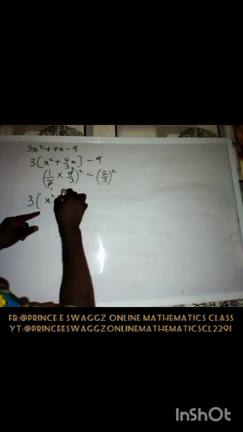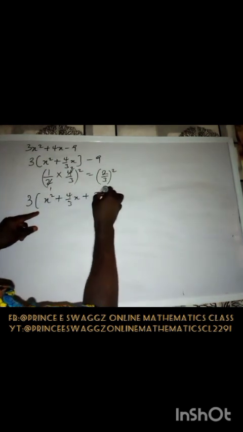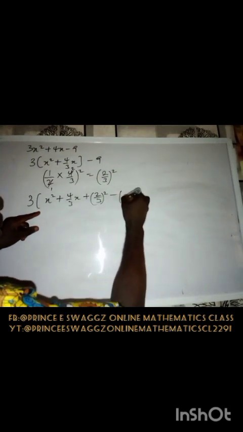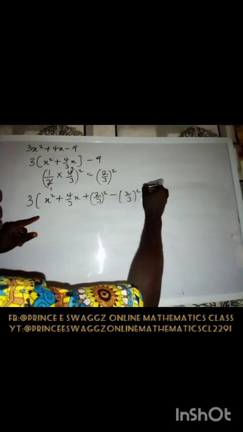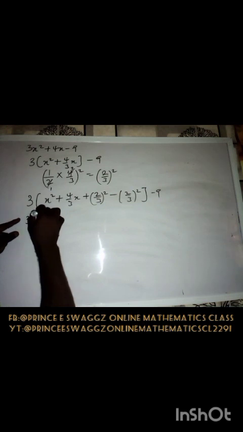I do the same thing: 1 over 2 times 4 over 3, that's half the coefficient of x. Then you square it, and this gives us 2 over 3 all squared. So now I add this value to this expression and also subtract it. We have 3 times, in brackets, x squared plus 4 over 3 x plus 2 over 3 all squared, minus 2 over 3 all squared, then minus 9.